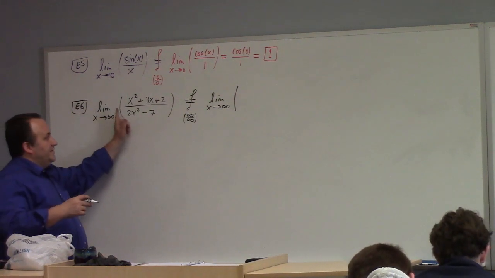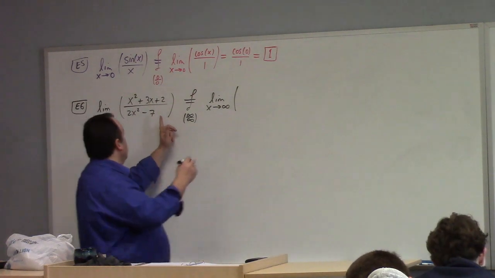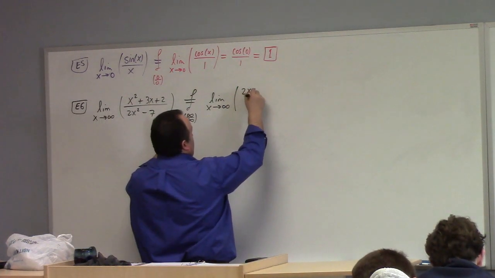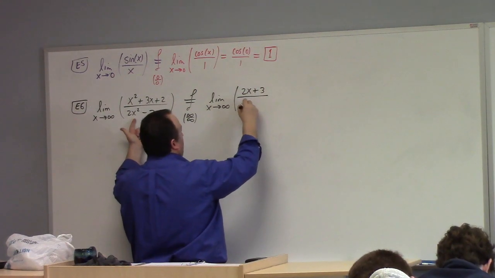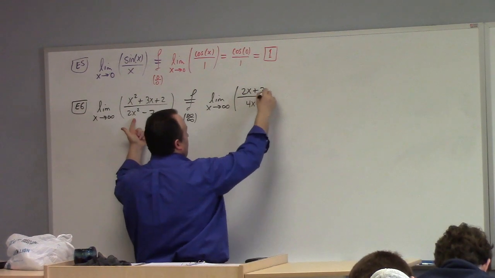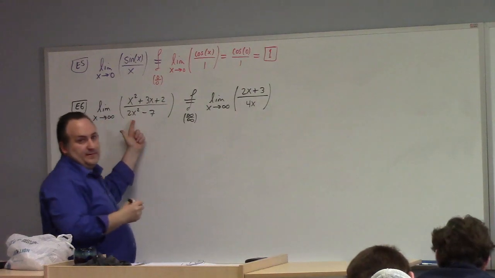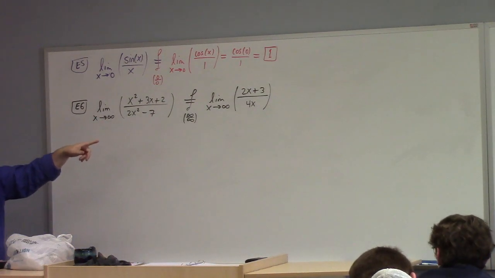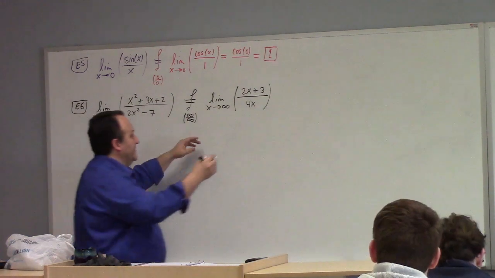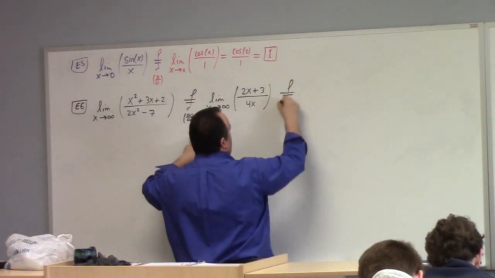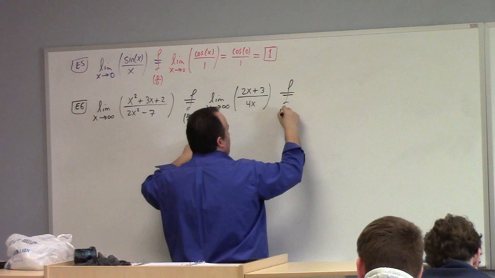So if we differentiate the numerator, we get what? We get 2x plus 3. Differentiate the denominator, 4x. Right? That's still type infinity over infinity. So L'Hopital again. Yeah. So, and not everybody uses this notation, guys. This notation was taught to me by Dr.